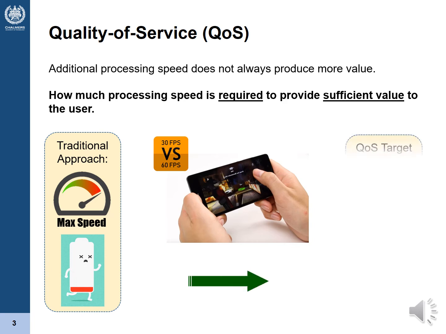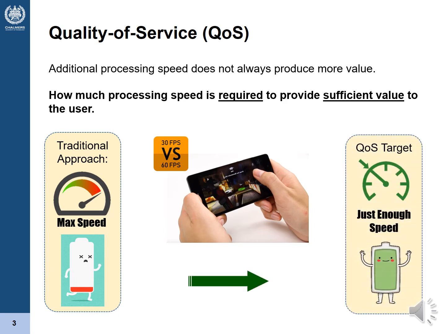Now we want to transition into a new model where we have quality of service targets that will determine, instead of maximum speed, just enough speed as a target, and try to minimize energy consumption without missing that target.